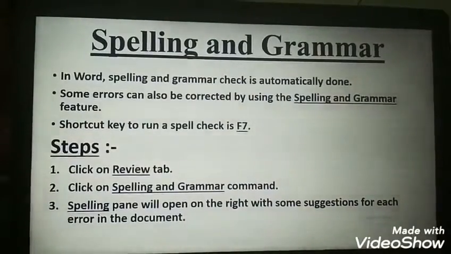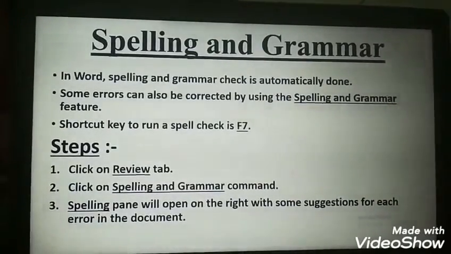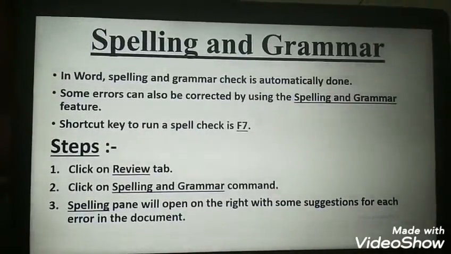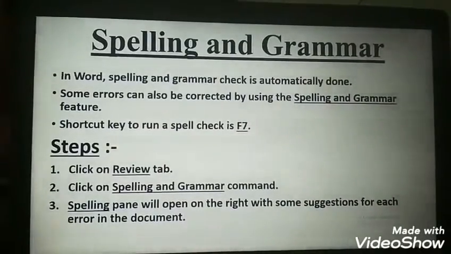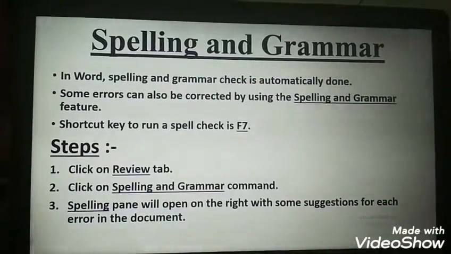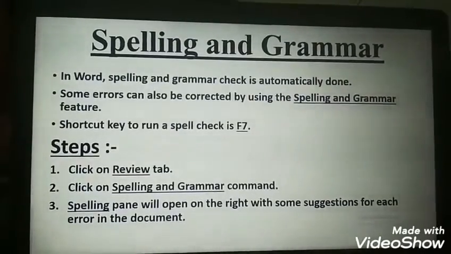Next, in MS Word, our first topic is spelling and grammar. From Word we can use spelling and grammar check also. In Word, spelling and grammar check is automatically done. In MS Word, if we make a mistake while writing something, it can be automatically corrected. Some errors cannot be corrected by itself, and we can correct them by using the spelling and grammar feature.